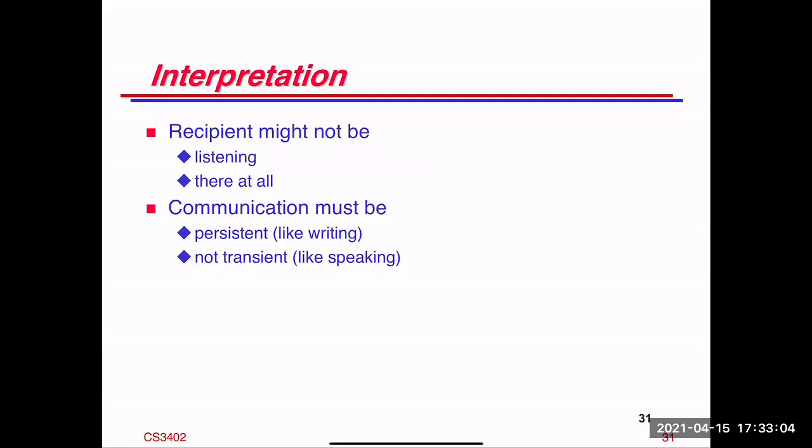Okay, so the problem is that the recipient might not be listening or available. And to solve this problem, we need to use communication that is persistent, like writing to a variable, and not transient, like speaking. So whatever you do needs to be observable later on.